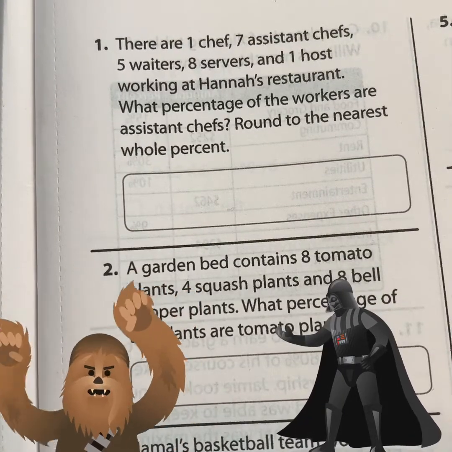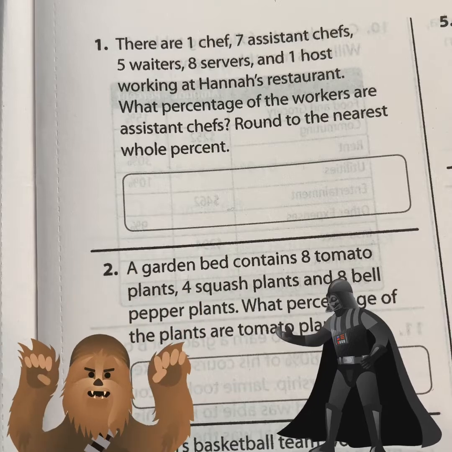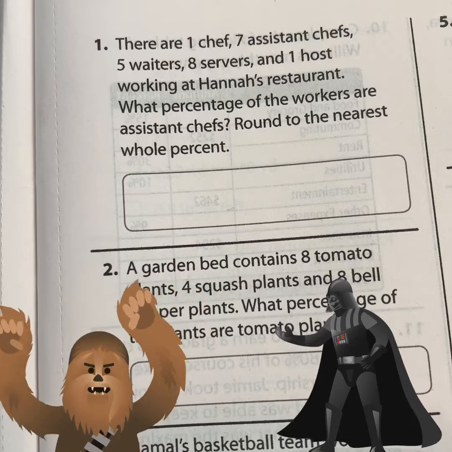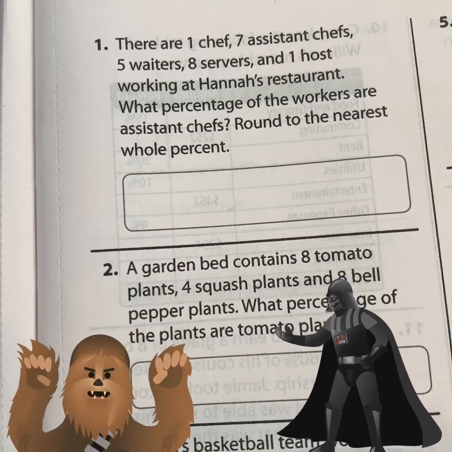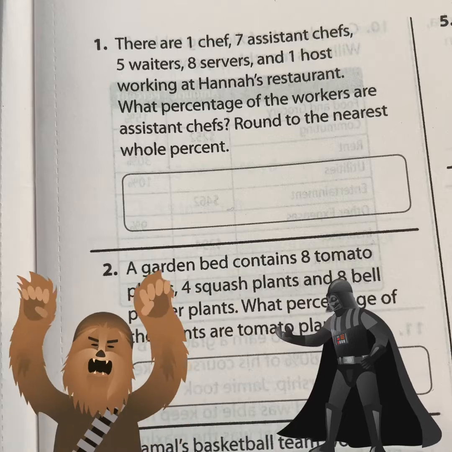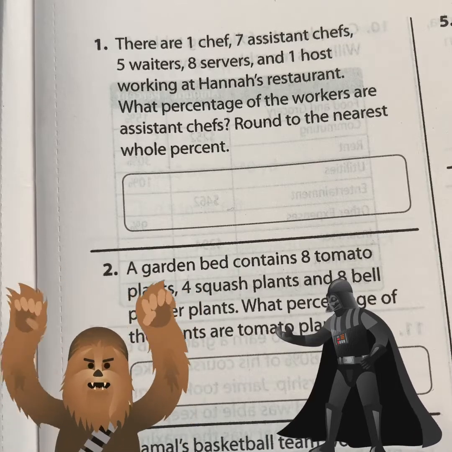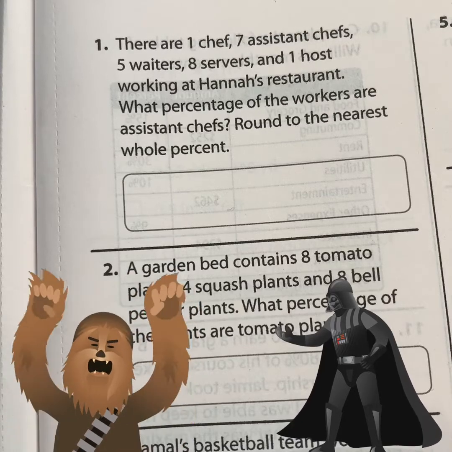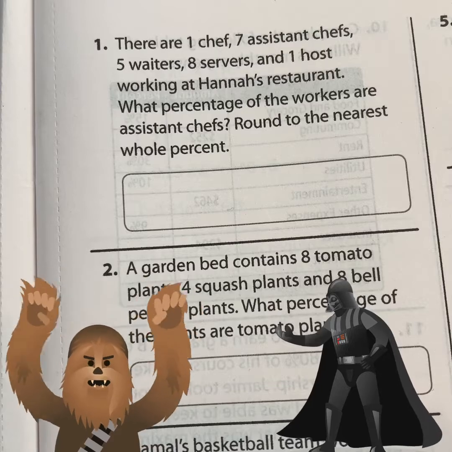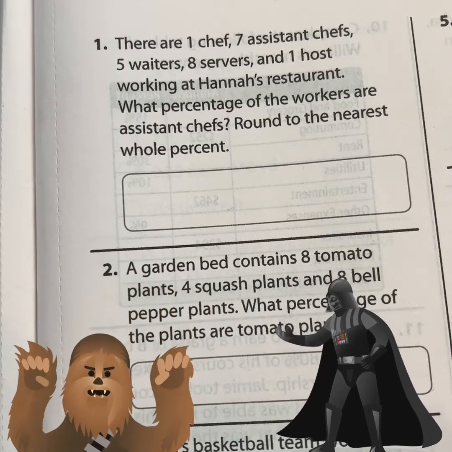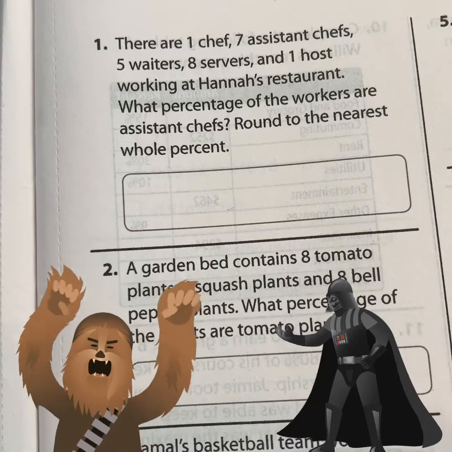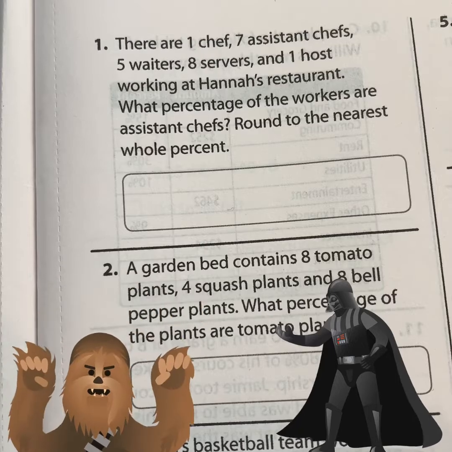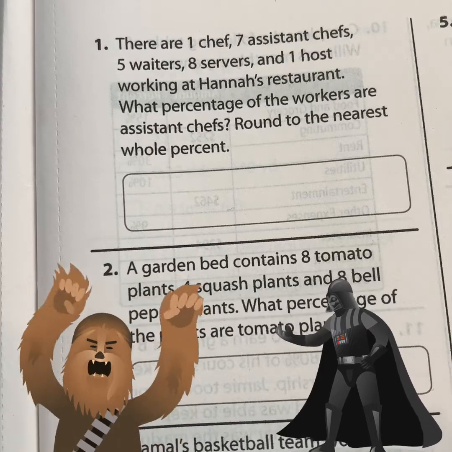All right, guys. So we are on page number 6 in your Mississippi College and Career Readiness Standards practice for your Pearson workbook. So we're going to start with question number 1. So it says there are 1 chef, 7 assistant chefs, 5 waiters, 8 servers, and 1 host working at Hannah's restaurant. What percentage of the workers are assistant chefs? And round to the nearest whole percent. So if we're working with percentage and they're asking us for a percentage, we're going to use our percent proportion. Part over whole is equal to percent over 100.